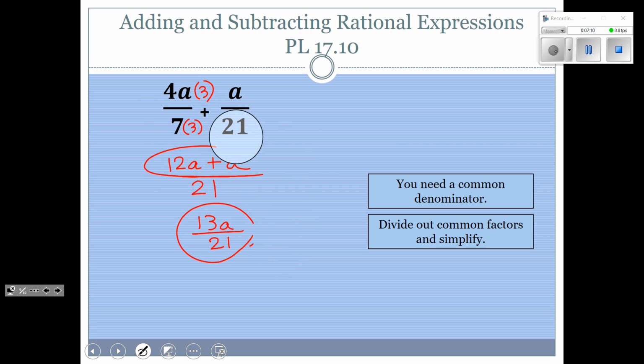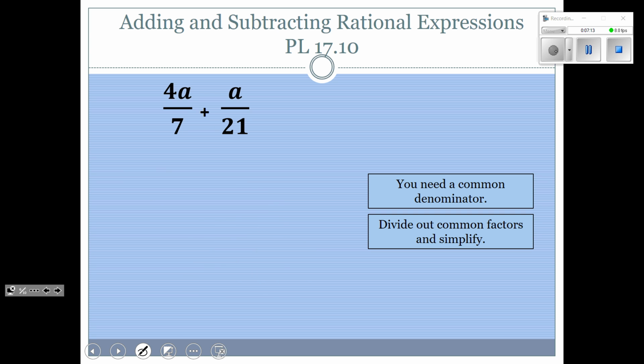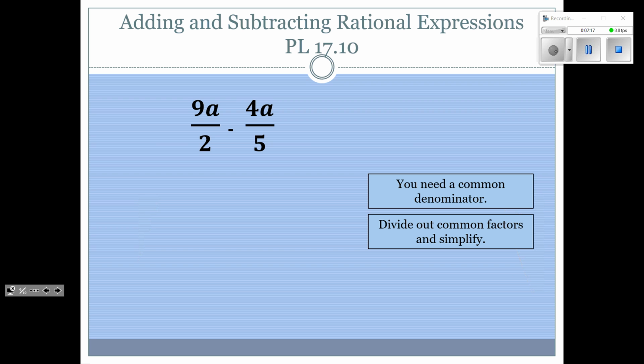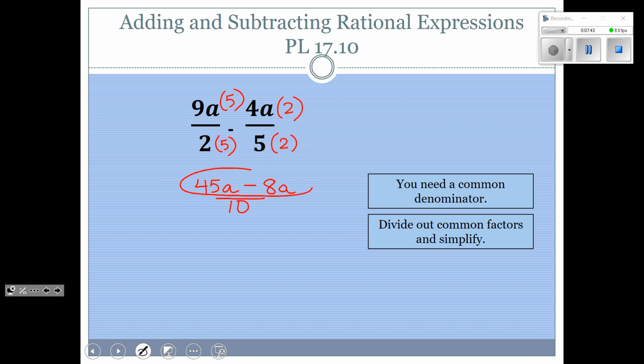Not too difficult. Okay, let's look at another example from your assignment today. This one looks like it's number 3 on your paper. Common denominator would be 10. I have to multiply 2 times 5 to get 10, so I have to multiply the numerator also times 5. That would give me 45a. Minus, on the bottom, we have 5 times 2, so we have to multiply this times 2, and that would be minus 8a. Again, we have like terms on the top, so 45 minus 8 would be 37a divided by 10, and that's as far as you can go.